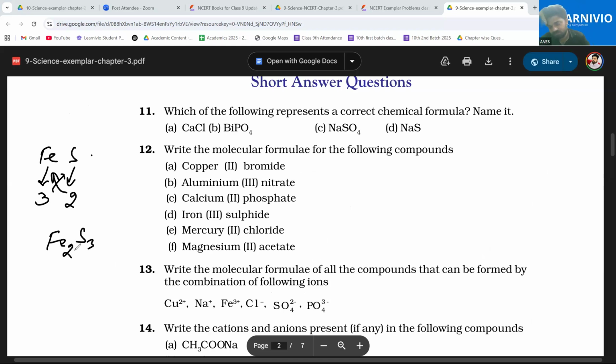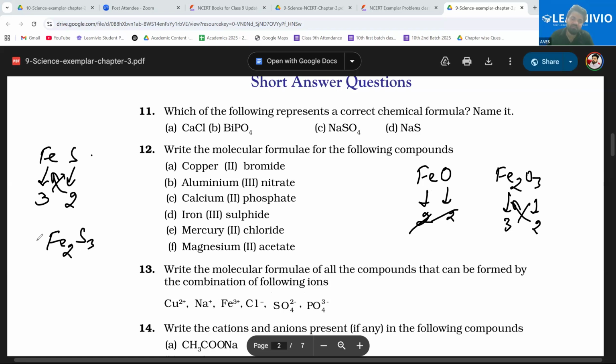Got it? Like iron can form two types of oxide, FeO and Fe2O3. When valency is 2 and oxygen is also 2, they cancel out each other and you get FeO. When it is 3 and 2, you cross multiply and you get Fe2O3. Got it? Yes, sir. So should I move forward? Everyone done? Yes, sir. Okay, so do this one, please.